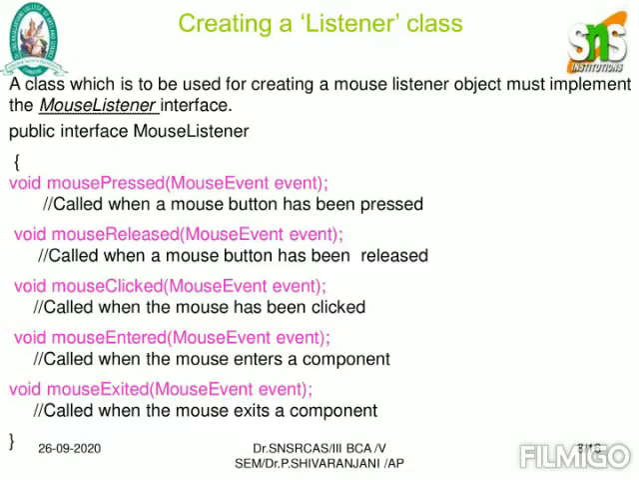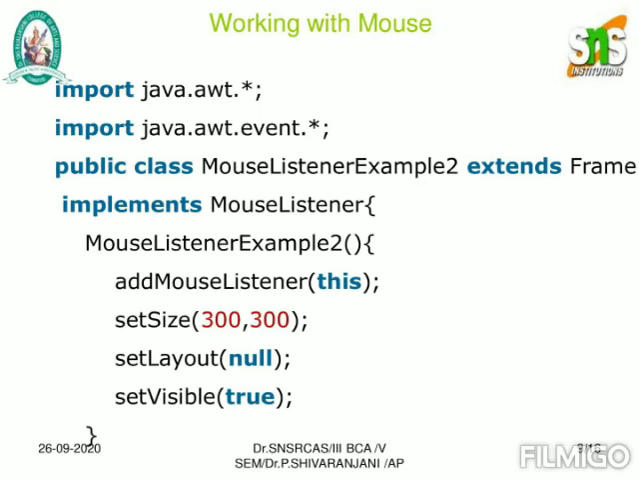Then if the particular user is entering data inside the text box, the mouse entered method will record the particular event. Similarly, the mouse exit method is used when the user is coming out of the application or exiting the component. In such cases, these interfaces can be used for recording the mouse listener activities.